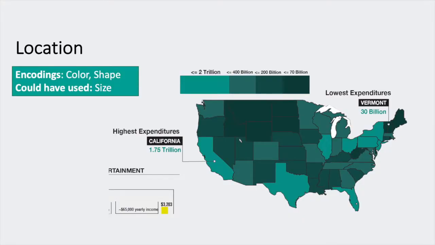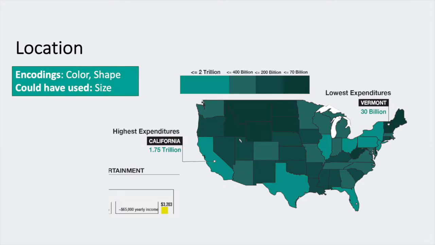The third form of visual potential that I used was location. As you can see here, I used a map that was color-coded differently depending on each state's spending. I used color as well as shape, which is basically the shape of each state and the shape of the map in general, to distinguish between the states that I was talking about.